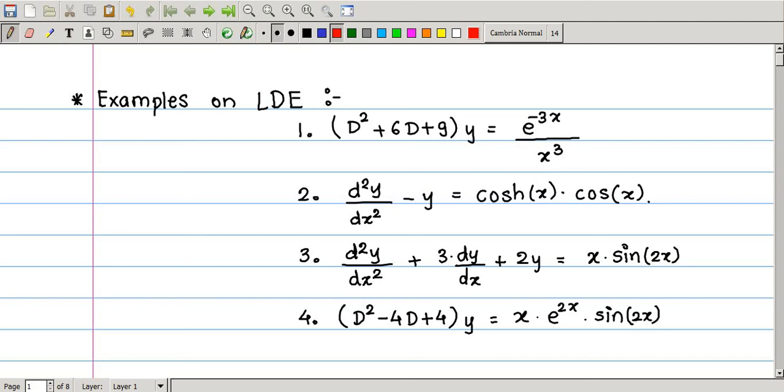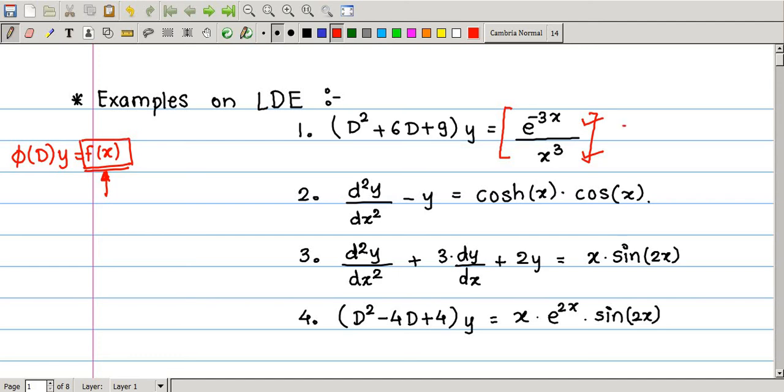So let's take some examples to discuss. Remember one thing while solving examples on linear differential equation, here f of x on the right hand side in the general form of differential equation, which is phi of D into y equal to f of x. So this f of x will play important role for your method of solving. So for example, if we consider this one, here f of x is combination of two functions. First one is exponential, second one is algebraic.